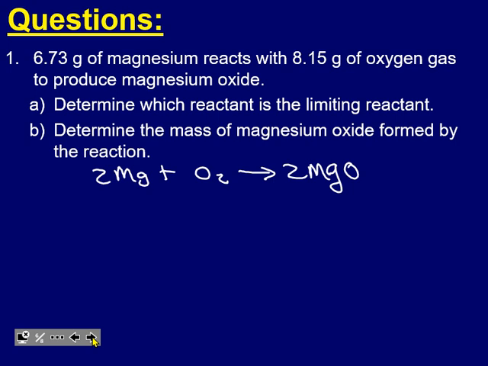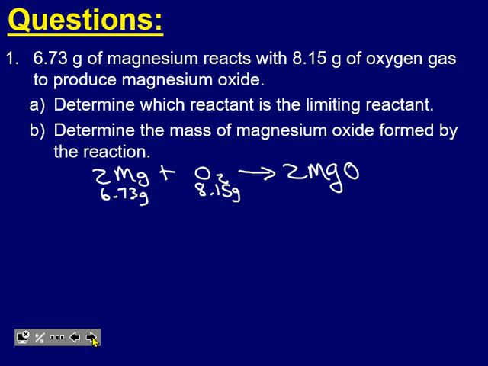So when doing one of these problems, I don't always say, A, determine the limiting reactant. Sometimes I just say, determine the mass of the product formed. So you've got to realize yourself that it's a limiting reactant problem, and I'll show you how you tell. Just like in any of our problems, we're going to write the information down underneath them. I have 6.73 grams of Mg, and I have 8.15 grams of O2. Now, there's the clue. This is how you know it's a limiting reactant problem.